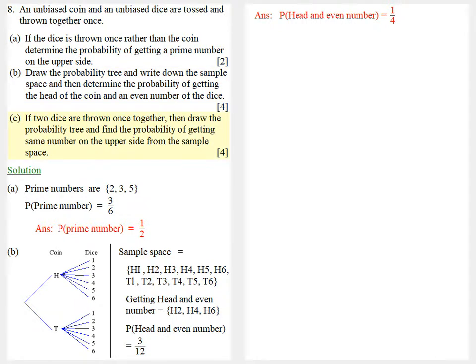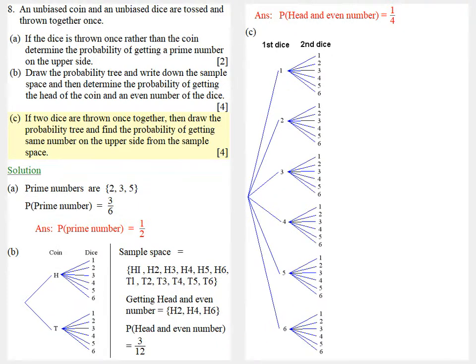In part C, if 2 dice are thrown once together, then draw the probability tree and find the probability of getting the same number on the upper side from the sample space. Well, to draw the probability tree, first there are 6 possible outcomes on the first dice. For each of these, when the second dice is thrown, there are a further 6 possibilities. So altogether there are 36 possibilities.